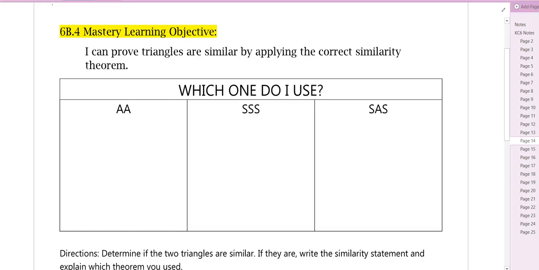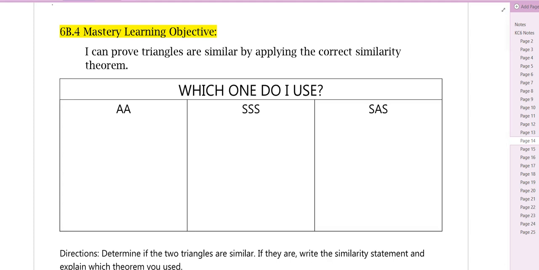Hey guys, in this video we're going to be wrapping up Target B. So we're going to be looking at 6B.4. Our mastery learning objective is: I can prove triangles are similar by applying the correct similarity theorem. So this is kind of bringing all those theorems together, like angle-angle, side-side-side, and side-angle-side, and figuring out which one to use in which case. So which one do I use?